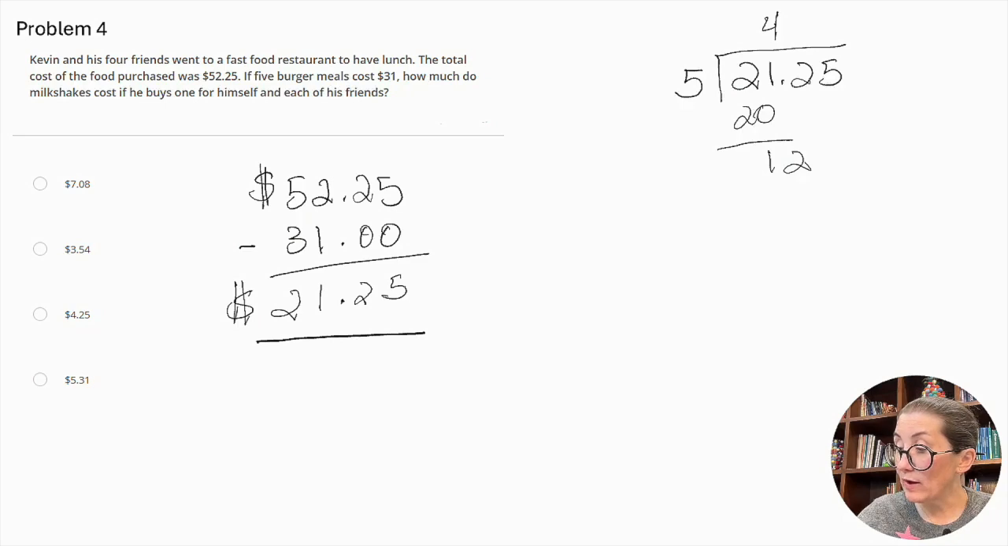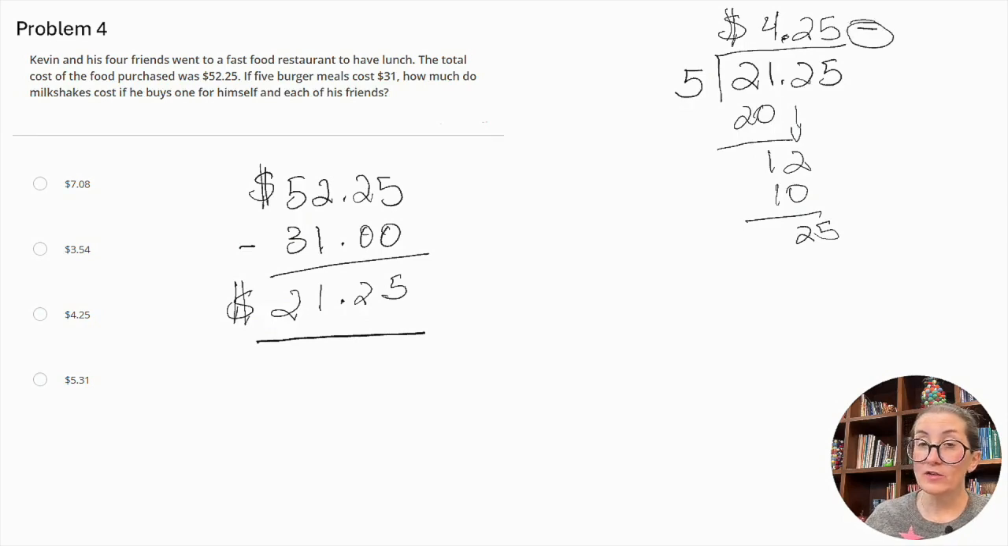5 goes into 12 2 times. We need to bring up the decimal. And 5 goes into 25 5 times. So the cost for each individual milkshake is $4.25.